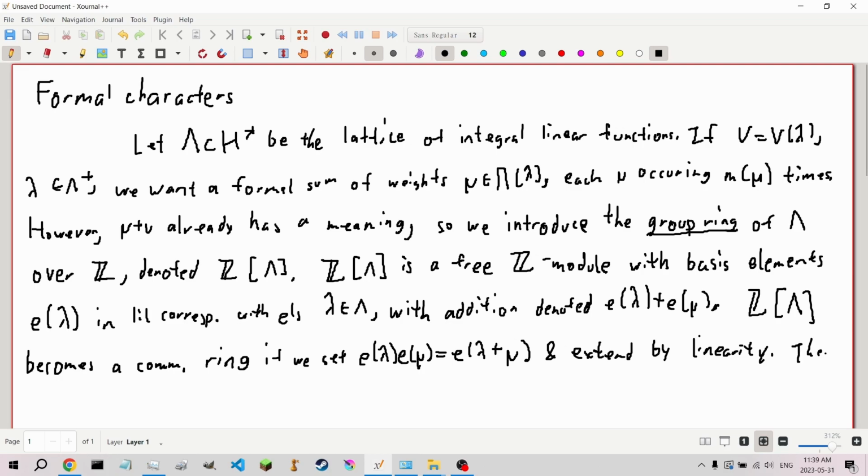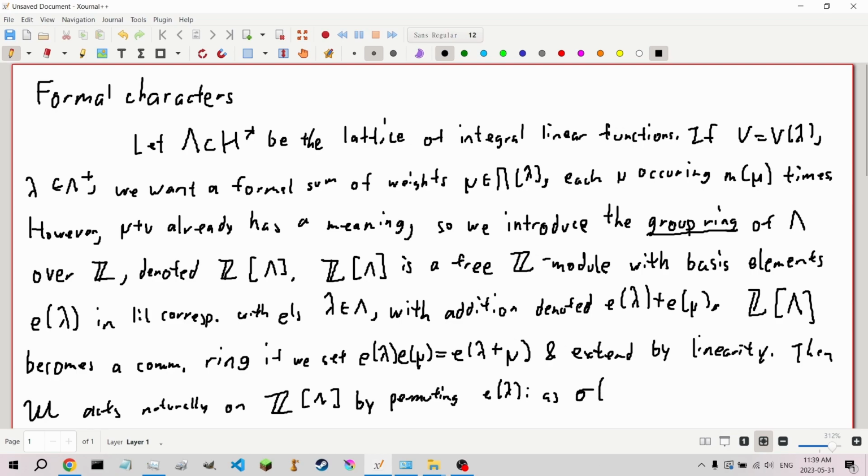So then the Weyl group acts naturally on Z lambda by permuting the E lambda, as for sigma in our Weyl group, sigma of E of our root lambda, or I guess it's not a root, it's an integral linear function lambda, is E of sigma of lambda.